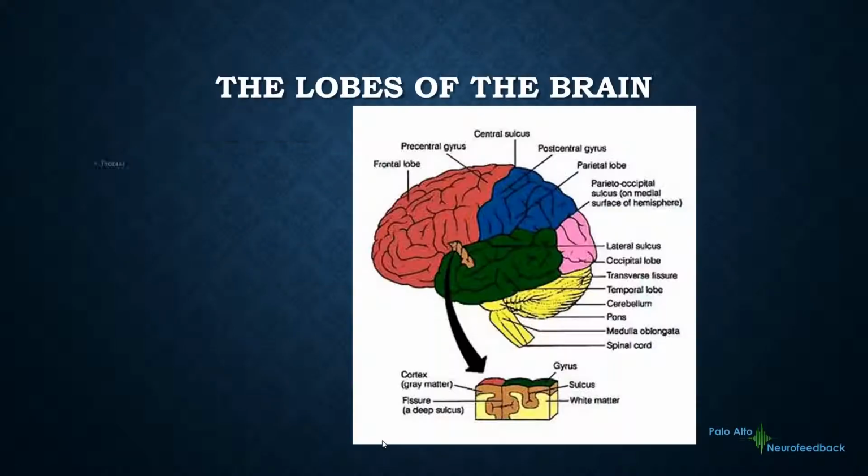This is a quick neuroanatomy review. We're going to look at the lobes of the brain. So the frontal lobe is right here, and the temporal region is right here. The parietal region is right here. The occipital lobe is right in here. And this is the lower part of the brain here, the brainstem.